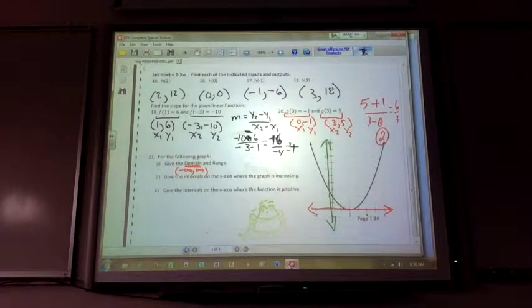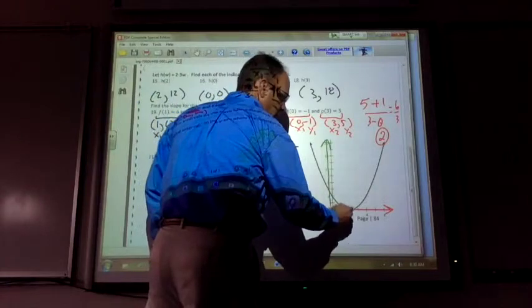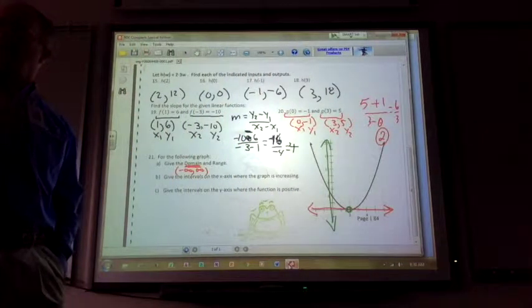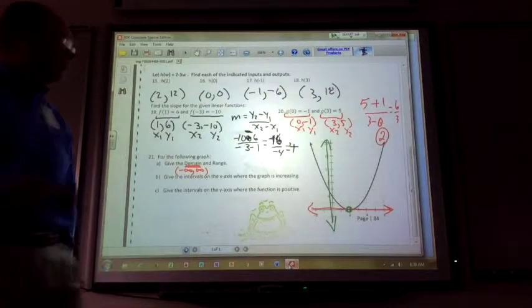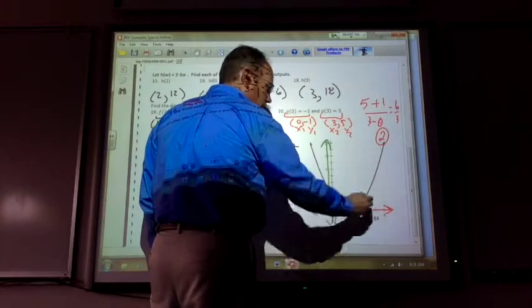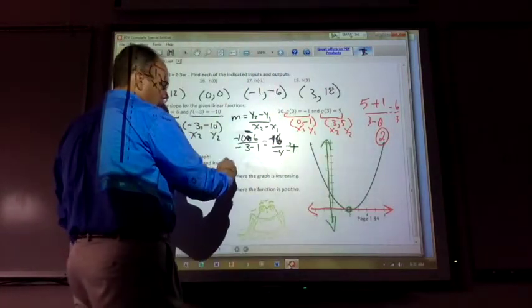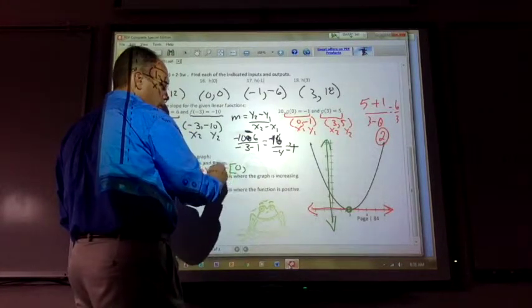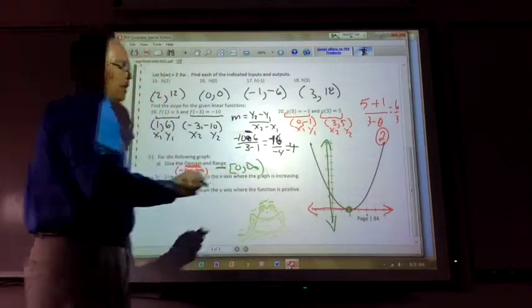Does our graph continue up forever? Yes. Does it continue down forever? No. There's a point where it stops and then goes back up. So we have, right here, it's changing directions. It's either going down to go up or going up to go down. Right here, this is our x-axis, which is at 0. So our range, since it touches it, is going to go from 0 to infinity.